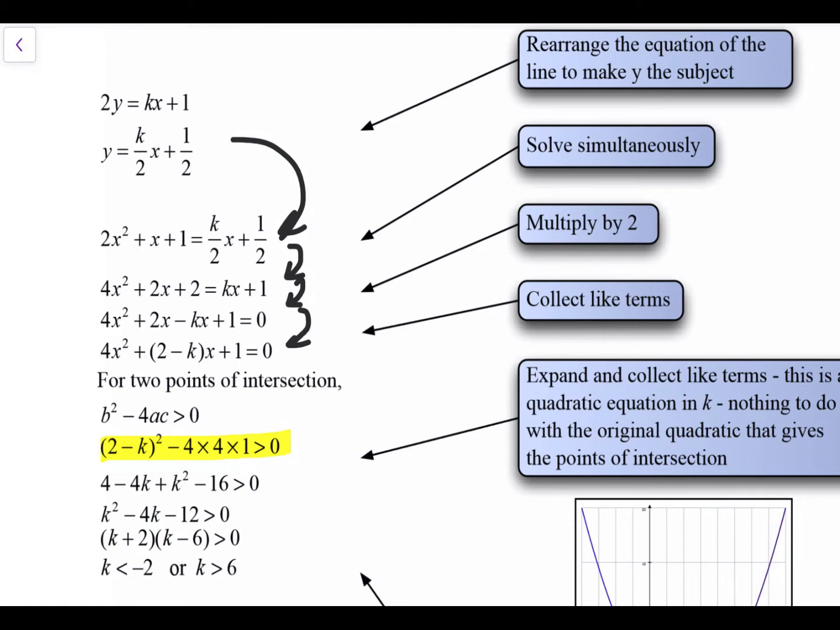Expand, and we have a quadratic inequality. If you're not sure about those, I made a video about how to solve quadratic inequalities like this one here. So this one factorizes nicely. -2 and 6 are the roots, where it's equal to 0.